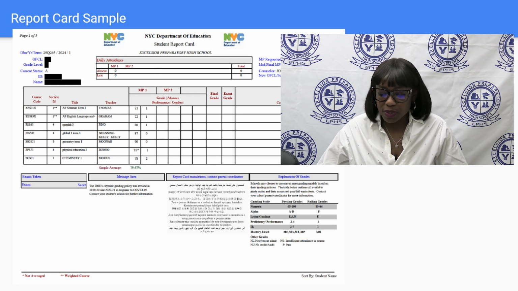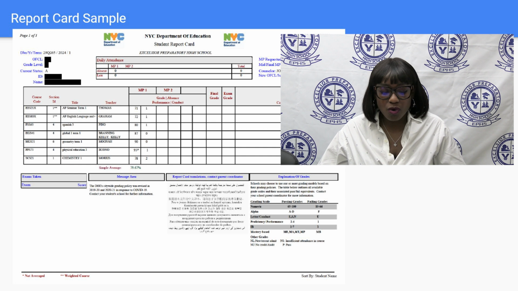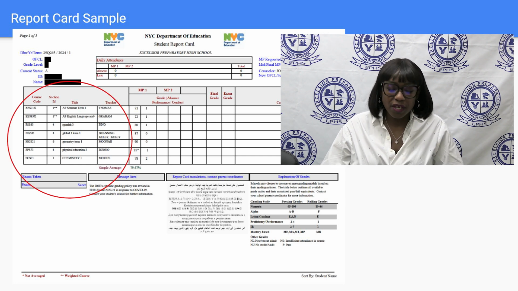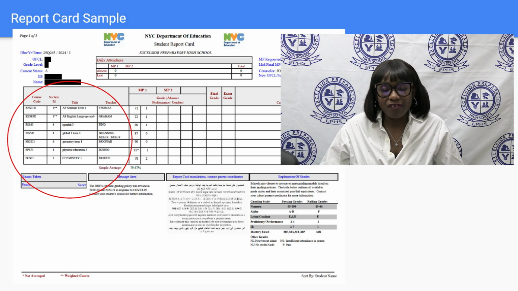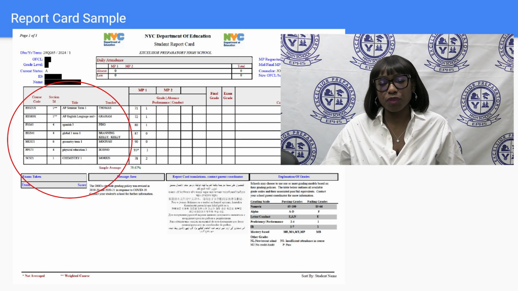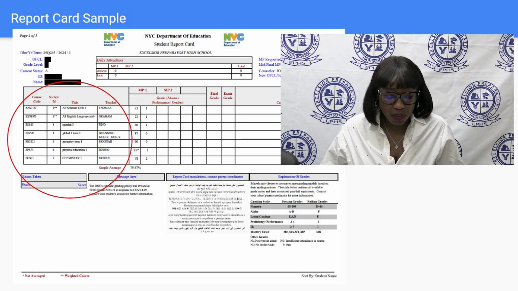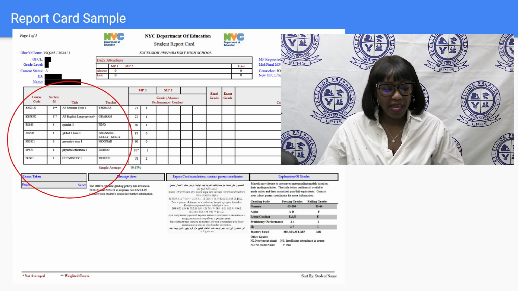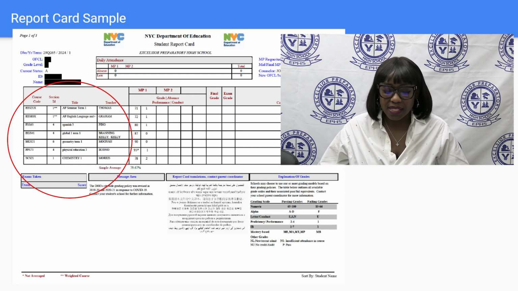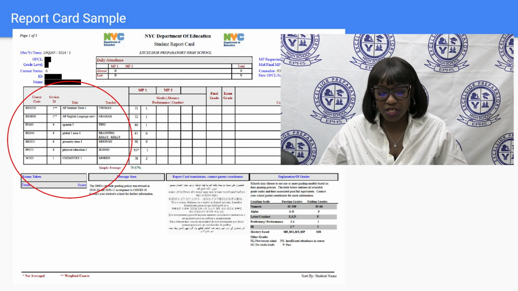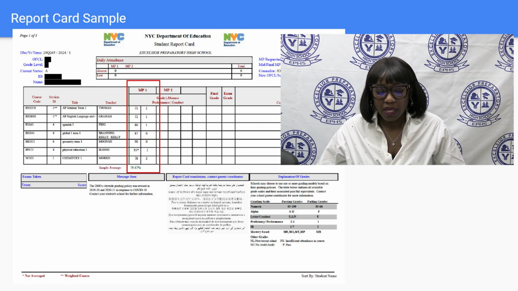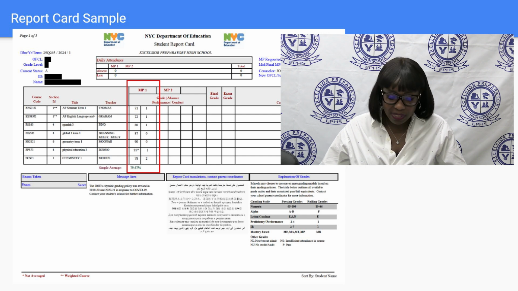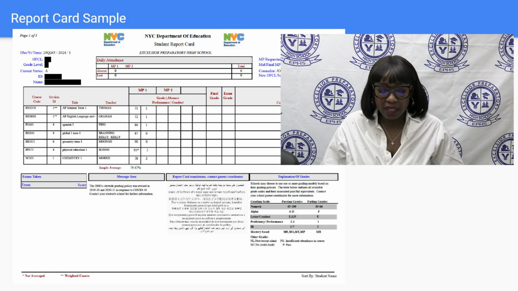Moving further down, you will see your child's course code, which is the code of the classes that they're currently taking. The report card is not a reflection of your child's schedule, so it's not going in order of first period through 8th. It is just going in the order based on the coding of the classes. So you'll see on the left-hand side, course code, then the title of the class, which is the name of the class, the teacher that is assigned to that class, and then your child's first marking period grade.